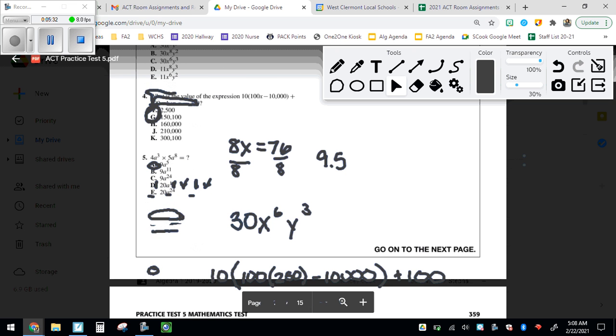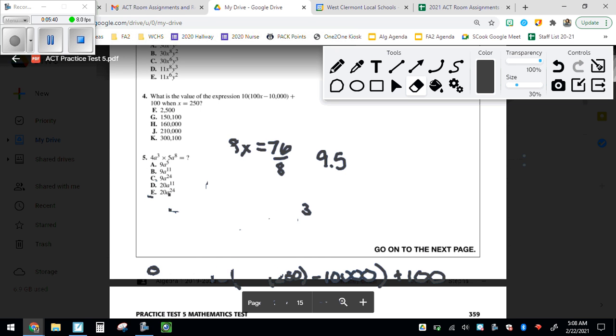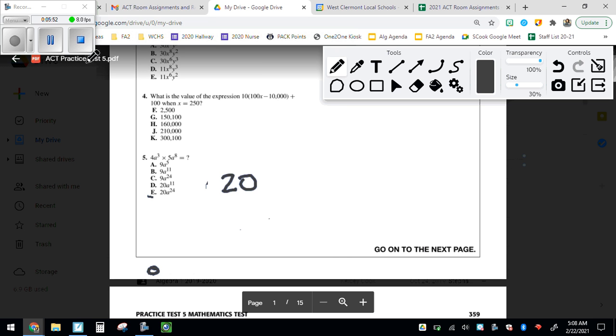All right, let's talk about number 5 then. Number 5 should look familiar if you knew how to do number 3. 4x to the 3rd times 5a to the 8th. First off, we got to do 4 times 5. 4 times 5 makes 20. So right off the bat, not A, not B, not C. And then count up my A's. 3 A's and 8 A's makes A to the 11th. So D. So that whole first page went by super fast.